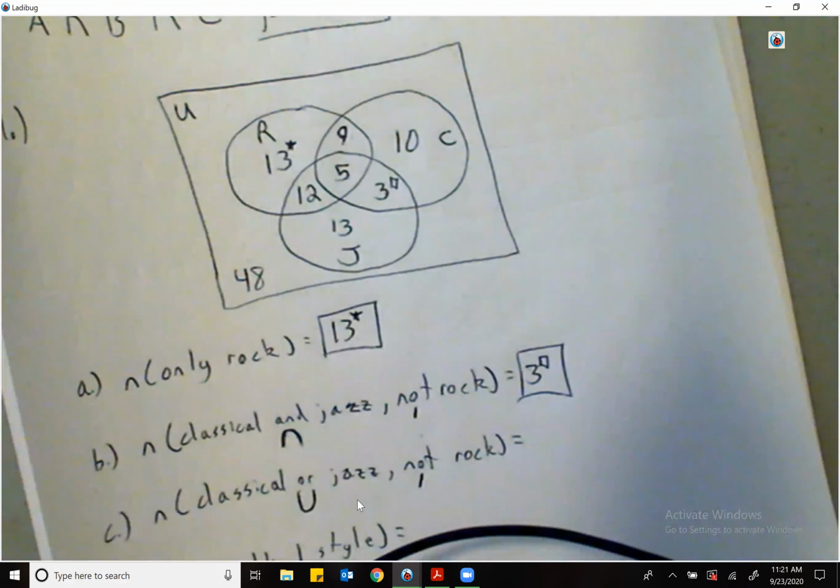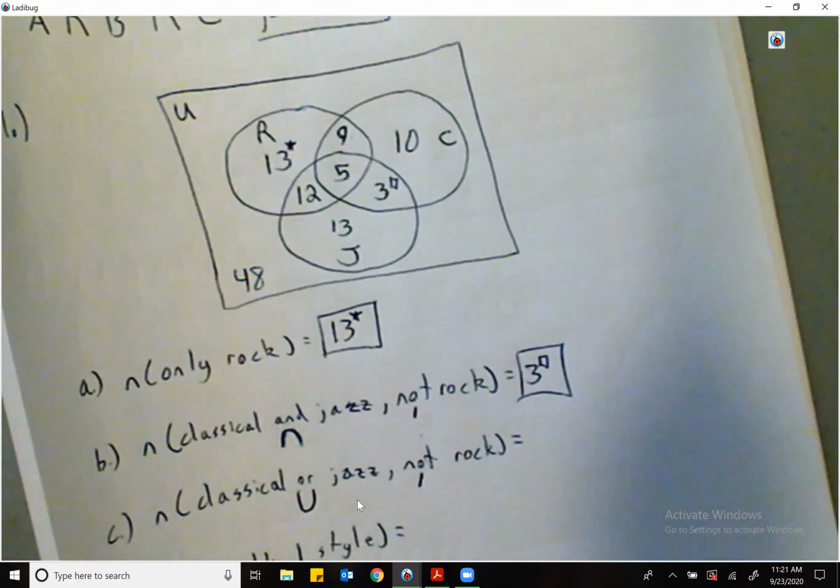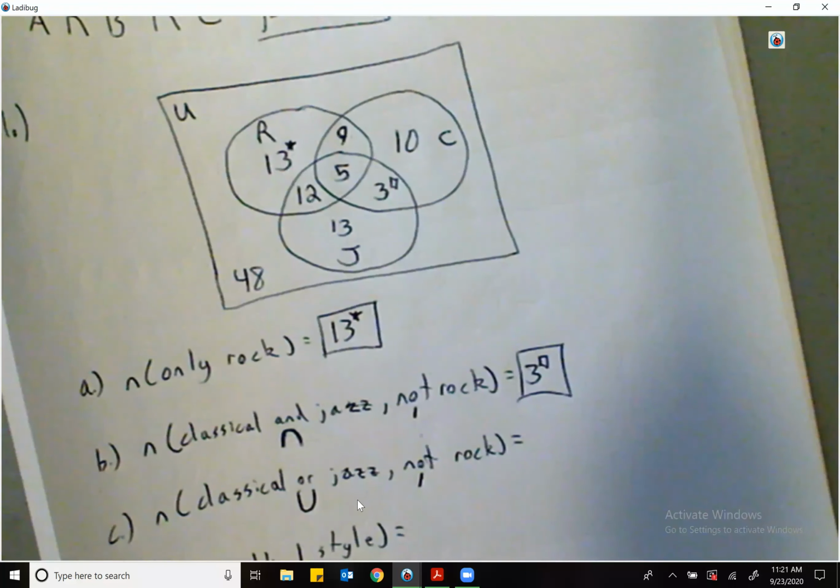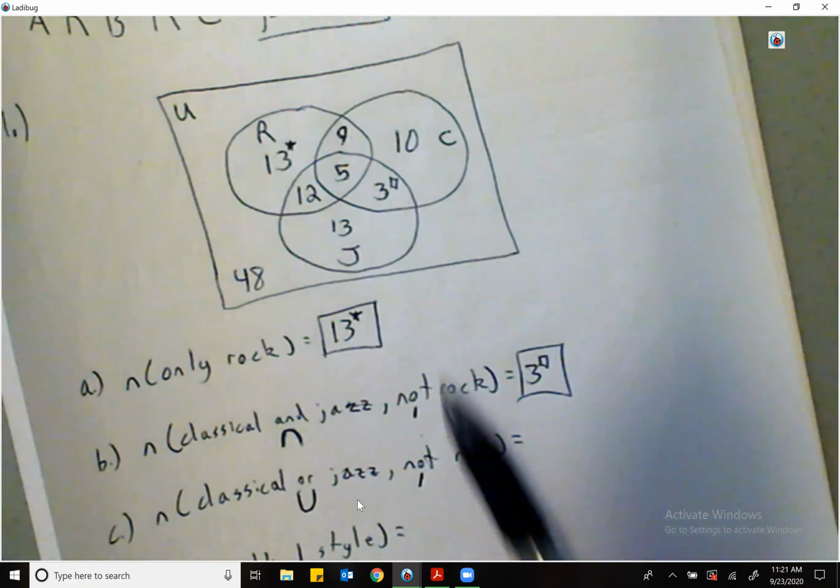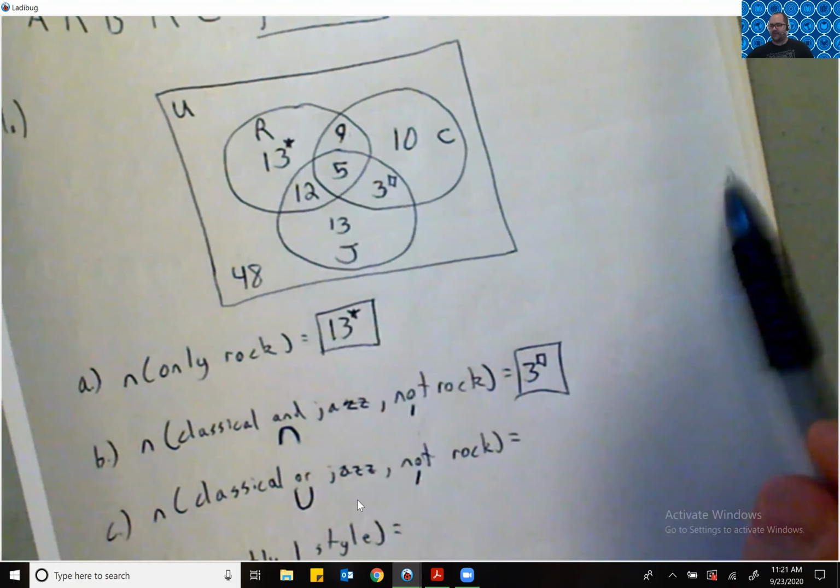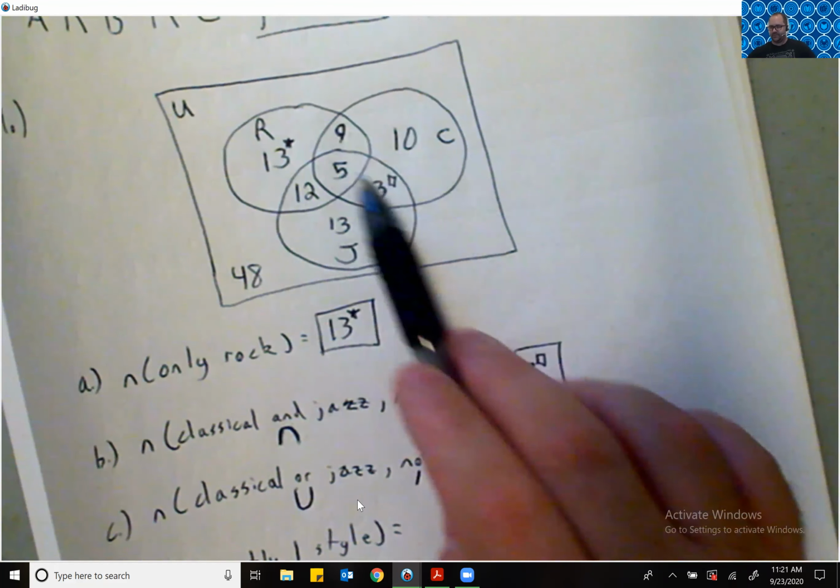So the union would just be everything that's in both of them except for rock? Well, we'll get to the except for rock part. Just tell me about the union. Everything that's in both of them? Uh-huh. So who is that? So 13, 10, 3, 5, 12, 9. And 9. There you go. So these numbers right in here: 10, 9, 5, 3, 12, 13.